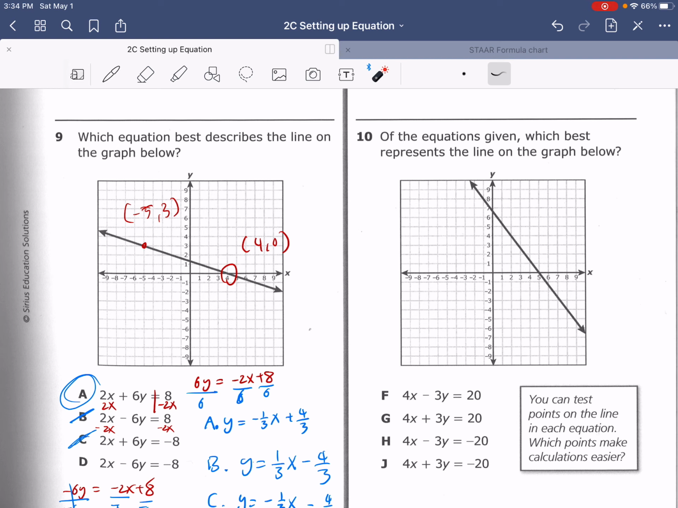So the answer is going to be F or G. The answer is going to be G if you do everything correct, okay?